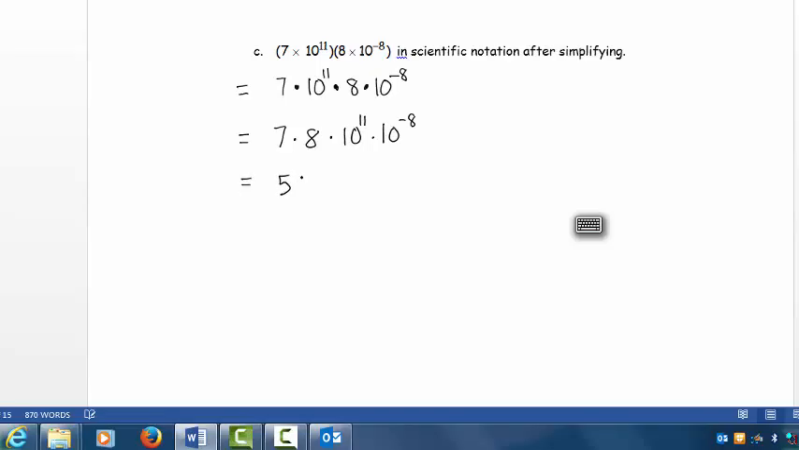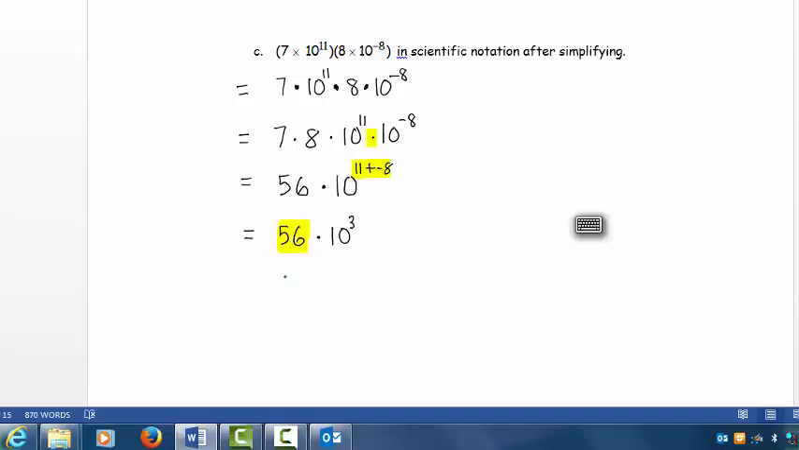7 times 8 is 56 times 10 to what power? When we are multiplying and the base is the same, the exponents are added, 11 plus negative 8. So we have 56 times 10 to the third power. Now what we have is not in scientific notation, because this number here is not between 1 and 10, at least 1, but strictly less than 10. 56 itself must be written in scientific notation.